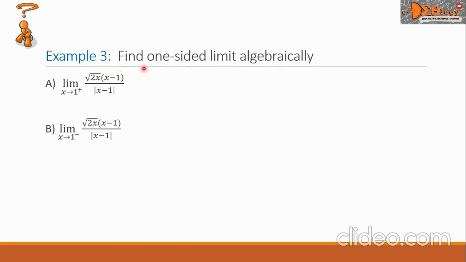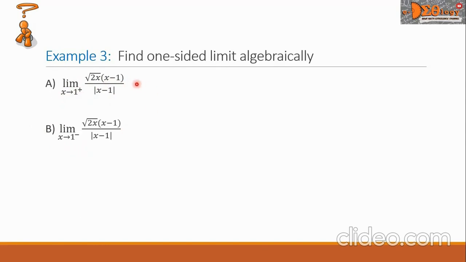Example 3. Find one-sided limit algebraically. And we have two sub-problems here. Problem A is the limit of the square root of 2x times the quantity x minus 1 all over the absolute value of the quantity x minus 1 as x approaches 1 from the right. Problem B is similar to problem A. The only difference is this is a left-sided limit.